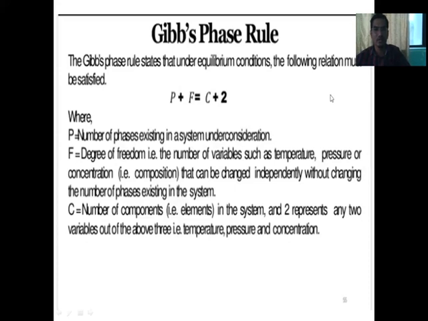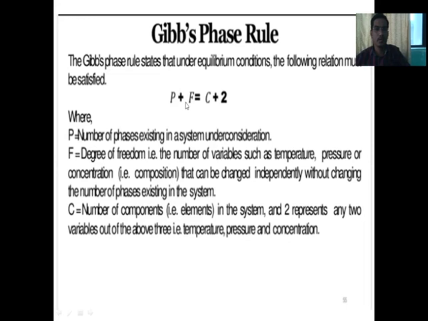Out of that, the gaseous phase is not applicable, but the liquid phase and solid phase are applicable for metals. To satisfy that phase, there is one important rule. That rule was discovered by the scientist Gibbs, called the Gibbs phase rule. The Gibbs phase rule states that under an equilibrium condition, the following relation must be satisfied. This is the statement of the Gibbs phase rule.